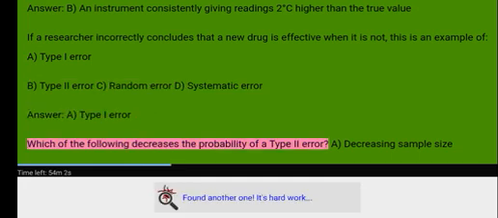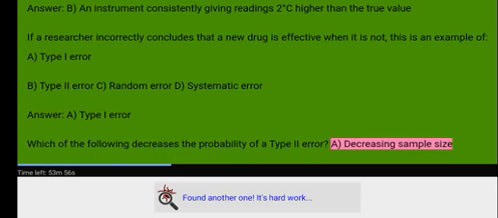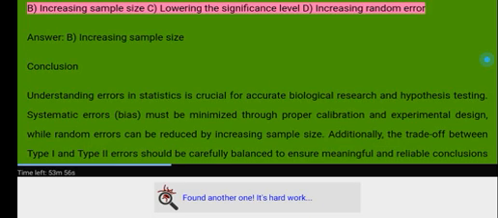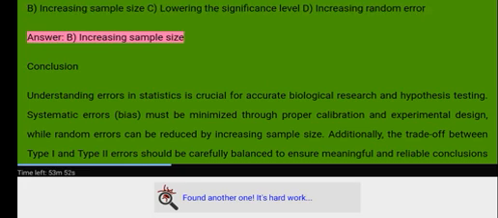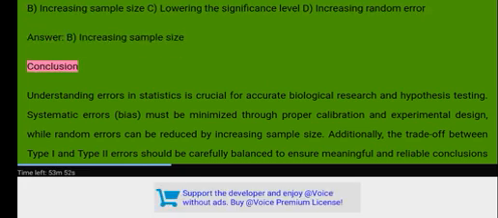Which of the following decreases the probability of a type 2 error? A. Decreasing sample size. B. Increasing sample size. C. Lowering the significance level. D. Increasing random error. Answer. B. Increasing sample size.